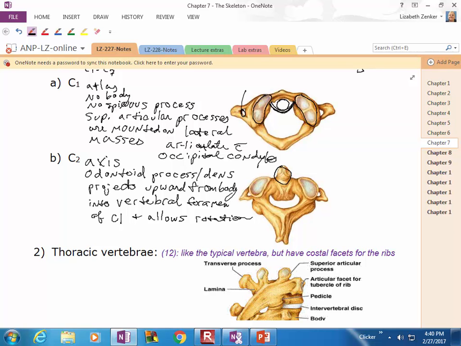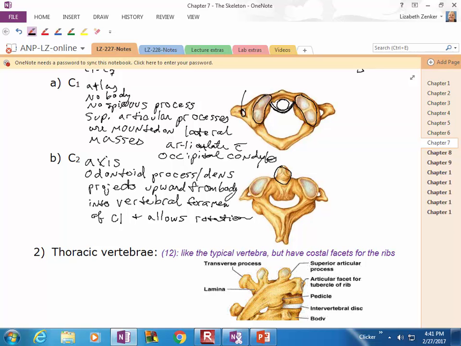So, which allows nodding to kind of go back and forth like this. Occiput on C1, kind of like a rocking chair, right? And then being able to say, no, I don't want to eat that. That would be C1 on C2, right? With the rotation and stuff.